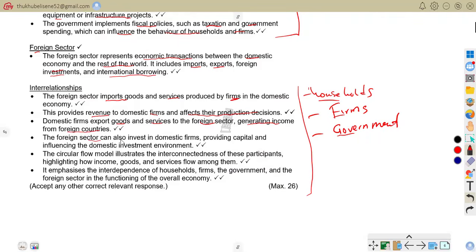The foreign sector also invests in domestic firms, providing capital and influencing domestic investment. This signals the interconnectedness of these participants, highlighting how income and goods and services flow. It emphasizes the interdependence of households, firms, government, and the foreign sector in the function of the overall economy. So that is that and we have to get a max of 26.